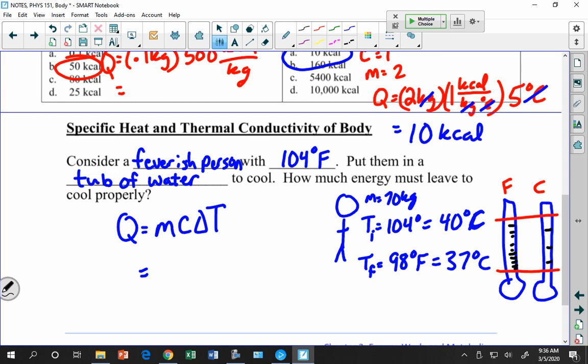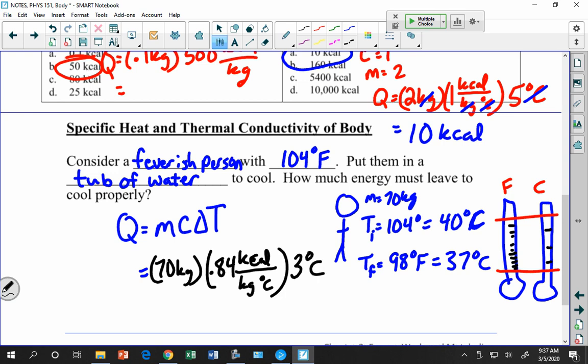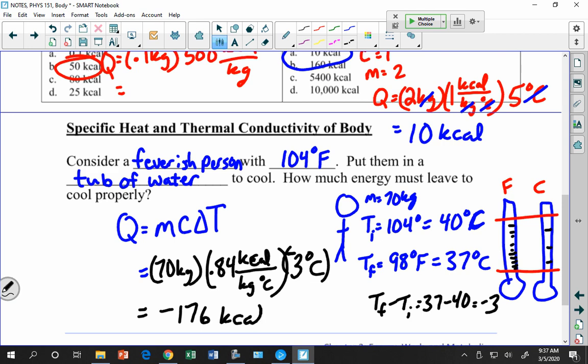All right, so I say 70 kilograms. The specific heat of the body is really close to that of water. The specific heat of water is 1. The specific heat of your body, which is a lot water, is 0.84. That's kilocalories per kilogram degree Celsius. And the delta T is, actually this is not 3, it's negative 3, because TF minus TI is 37 minus 40, or negative 3. So that works out to be negative 176 kilocalories. That's how much energy needs to be taken away from your body in order to reduce your temperature.